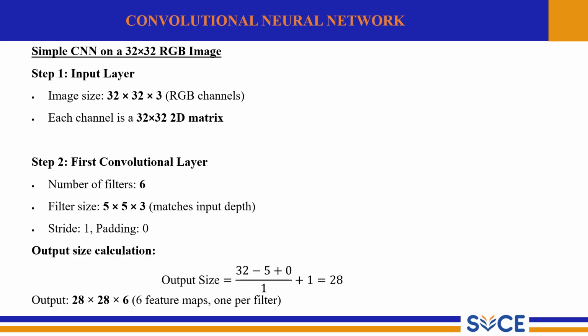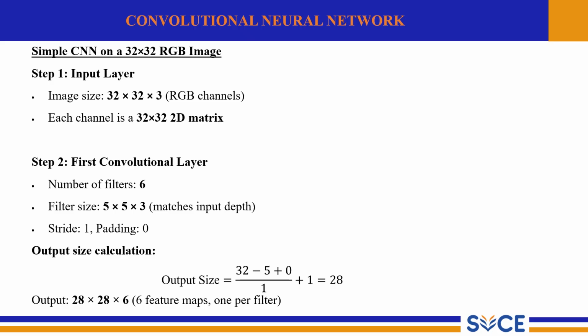Step 2, the first convolutional layer. So we apply the first convolutional layer. Here the number of filters is 6, and the filter size is 5 into 5 into 3, which matches the input depth. The stride is 1 and the padding is 0. There are no extra pixels added.